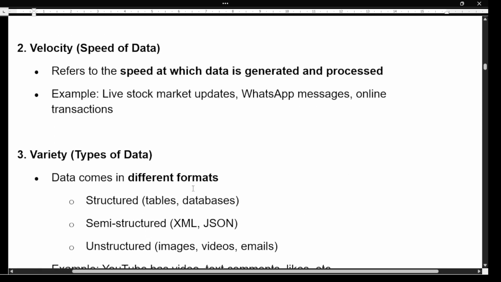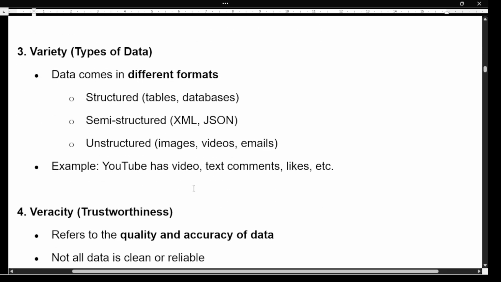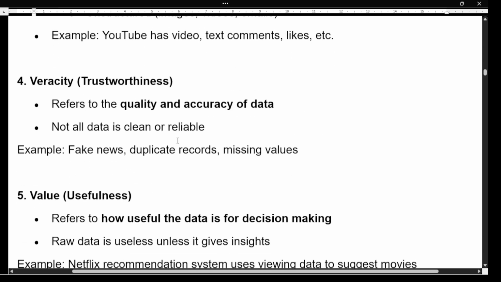The second thing is velocity. Velocity refers to the speed at which data is generated and processed. For example, live stock market updates, WhatsApp messages, online transactions and all. The third thing is variety. Variety refers to the types of data. Data comes in different formats. Sometimes it could be structured, semi-structured, or unstructured.